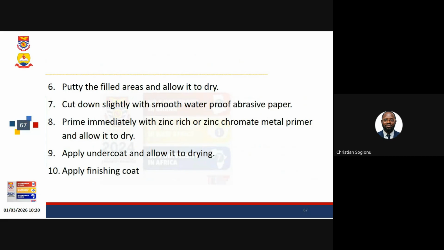Putty the filled area and allow it to dry. So at this point, I don't understand this point well. Colleagues, if anybody understands this point well.